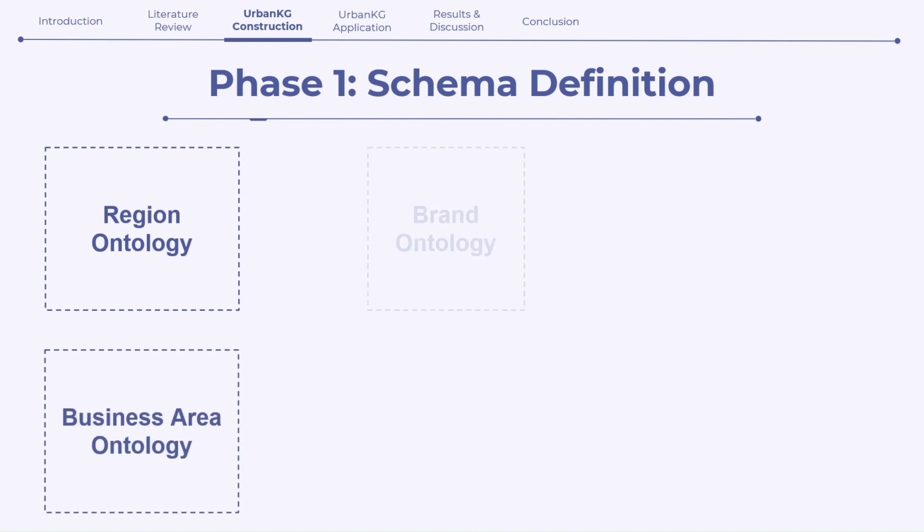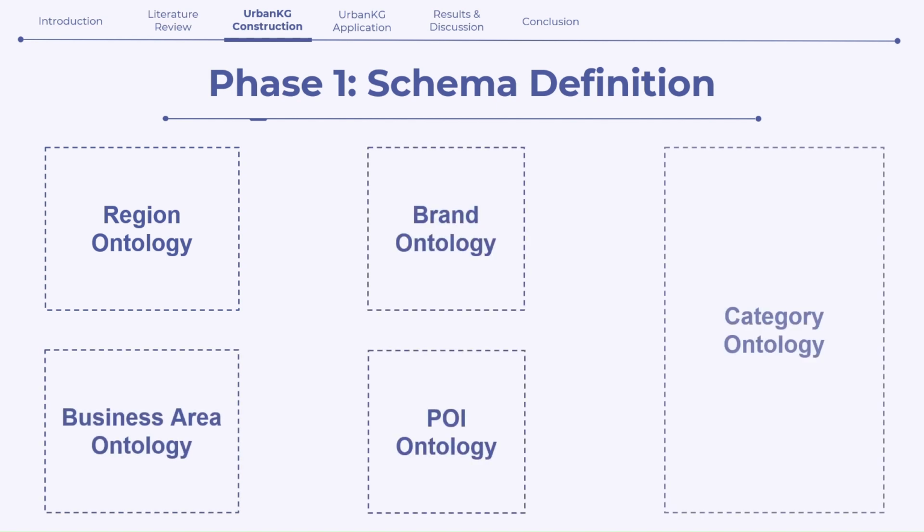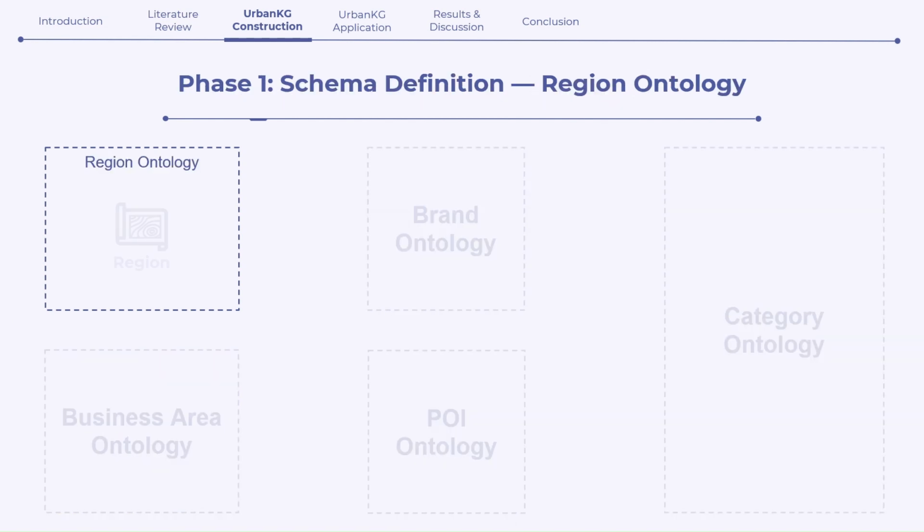There are 5 ontologies in the constructed urban KG. They are region, business area, brand, POI, and category. First, the region ontology contains region entities, which are geographical partitions of Singapore based on the city's main road network. Region entities can be connected by several types of relations.